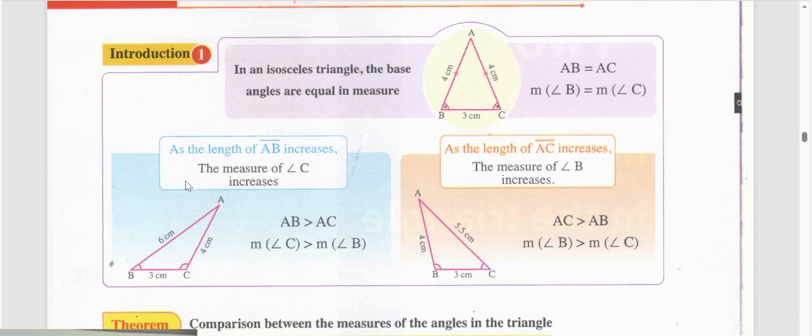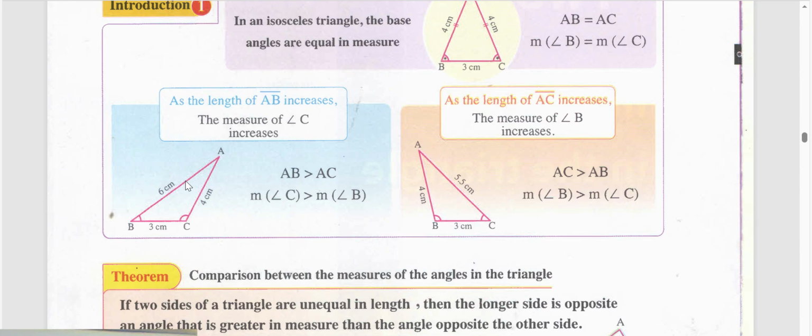And what about if we have a triangle like this? We have three dimensions like 3, 4 and 6. The opposite of 6 will be the greater angle. The measure of angle C increases if the length of the opposite side increases. And also here the measure of angle B is greater, because 5.5 is greater than 4, which is greater than 3.